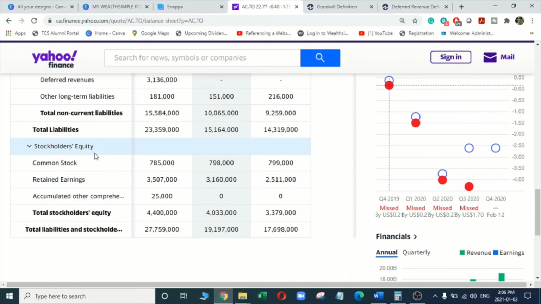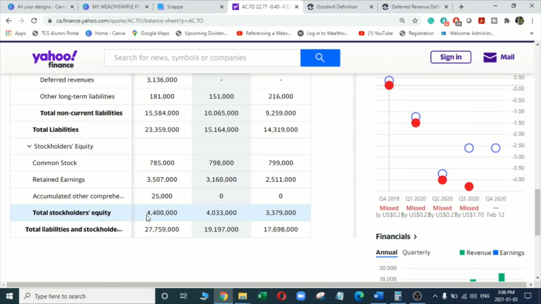Then we come to stockholders' equity. We can see there is a term, total stockholders' equity. How is this figure calculated? It is calculated as total assets minus total liabilities. This number should be growing on a yearly basis. If this number is not growing, you need to be concerned about the company, because this number should be growing annually.